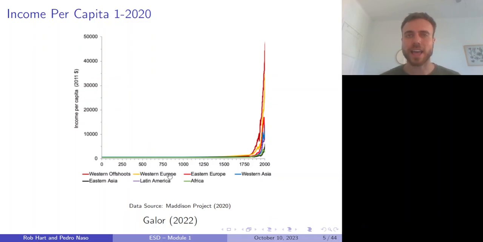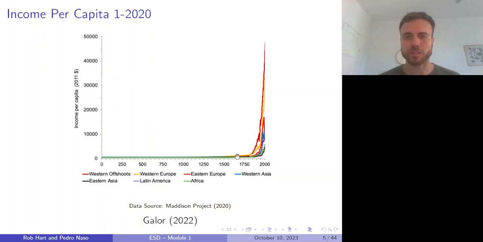And in the x-axis, we have our timeline from year 0 to year 2000. And then we can see that for the vast majority of humanity's history, from 0 up to around the 1800s, there was no change in income per capita. Around the 1500s, there was a very small change in Western Europe, but the real difference started in the 1800s with the Industrial Revolution. We're going to talk about that.